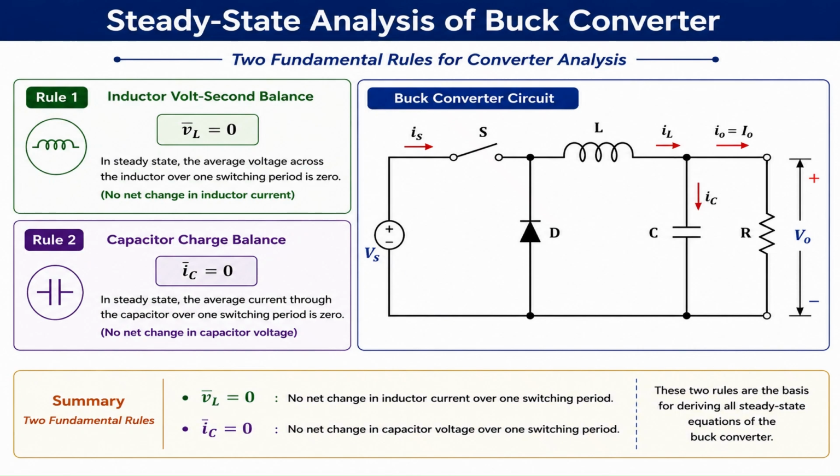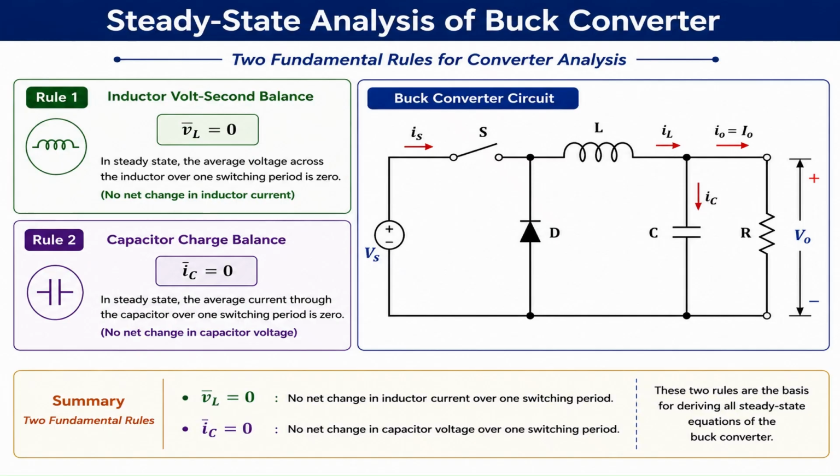Now observe the buck converter circuit. These are the main components of this buck converter. As I said, this switch can be either a MOSFET or IGBT. This diode provides the alternate path for the flow of current. Inductor is the energy storage device and the capacitor is the output filter.